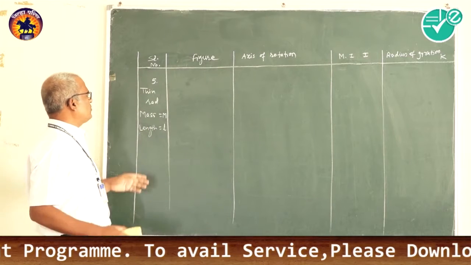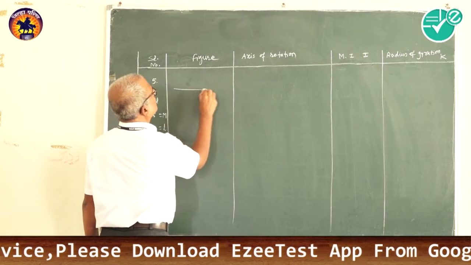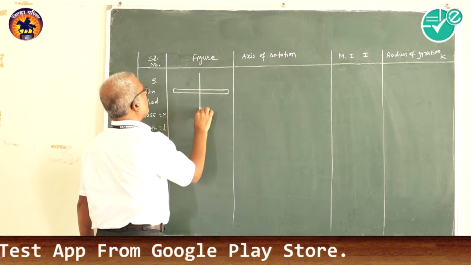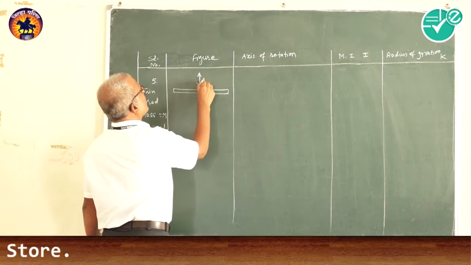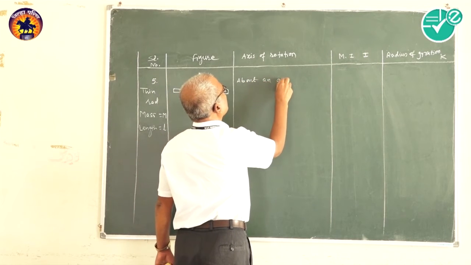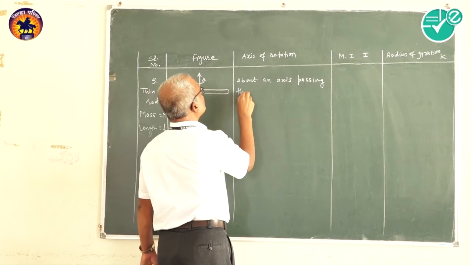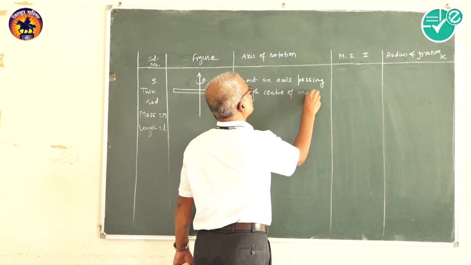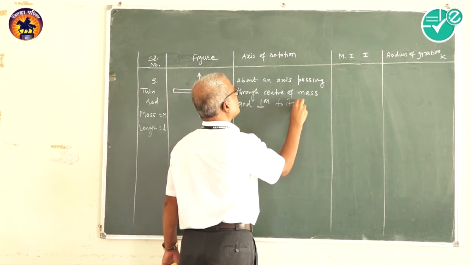Here, this is the next part, that is thin rod. Consider a thin rod. Our aim is to calculate the moment of inertia of a thin rod about an axis passing through its center of mass and perpendicular to its length.